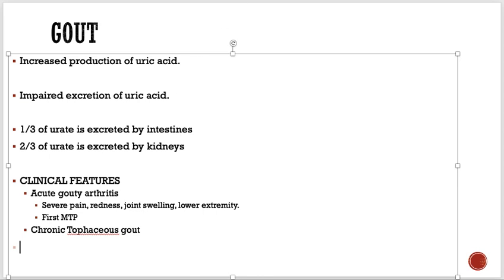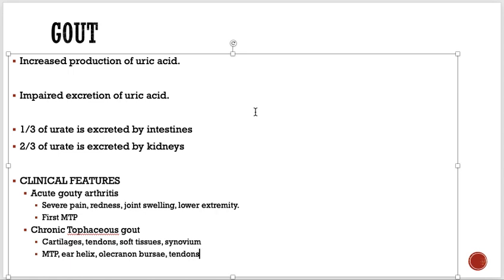And in the chronic type, what happens is simply that urate crystals can be deposited in multiple areas like cartilages, tendons, soft tissues, and synovium. Most commonly the areas involved can be the first metatarsophalangeal joint, the ear helix, around the olecranon, you can say the elbow bursa, or around the tendons or Achilles tendon. So it could be anything, right?